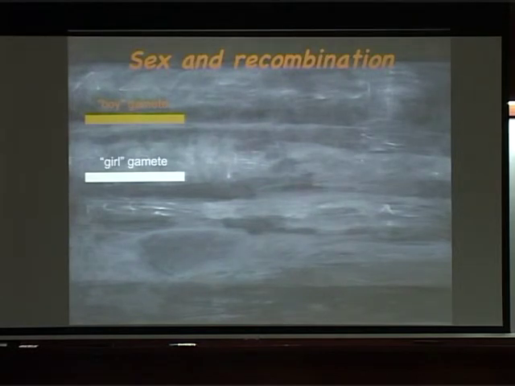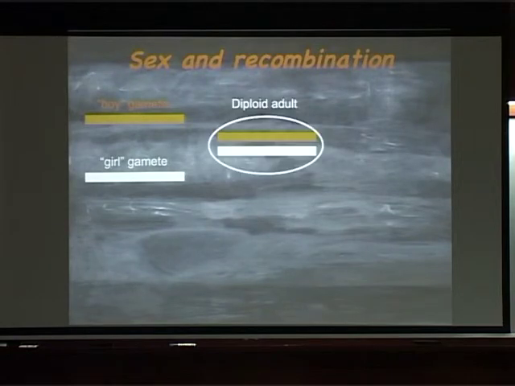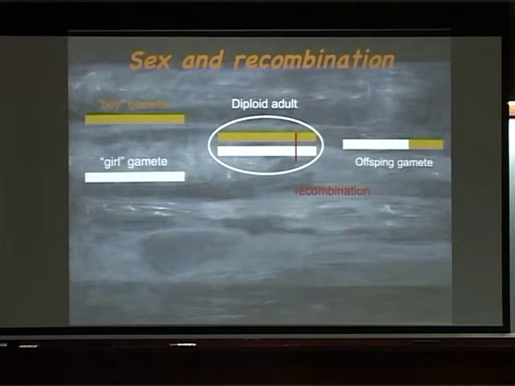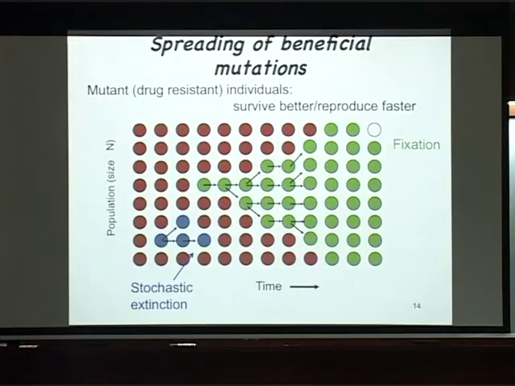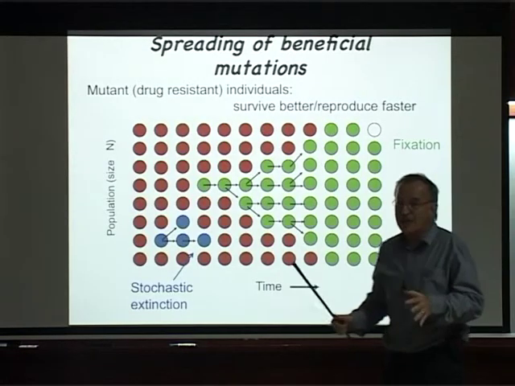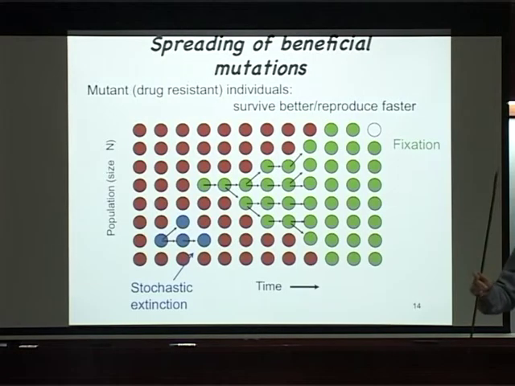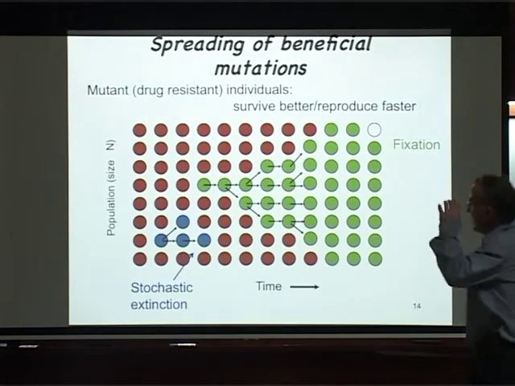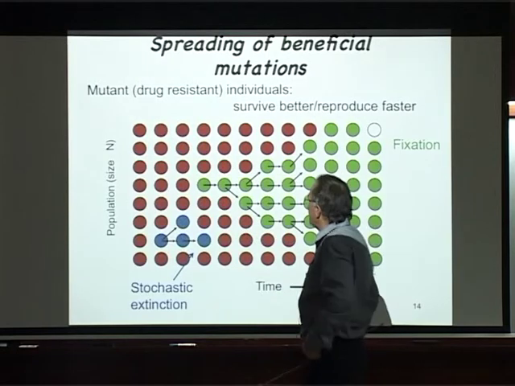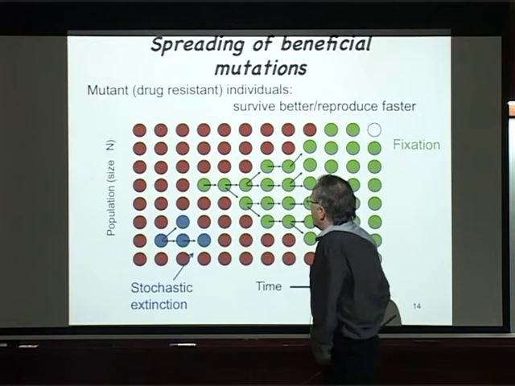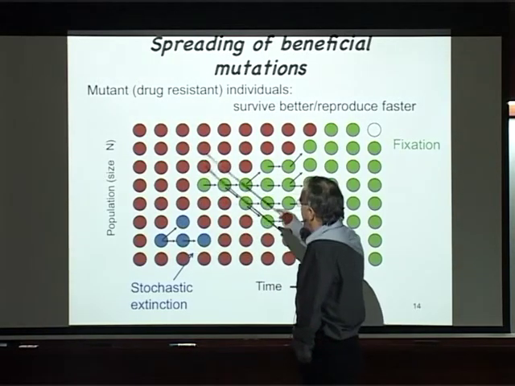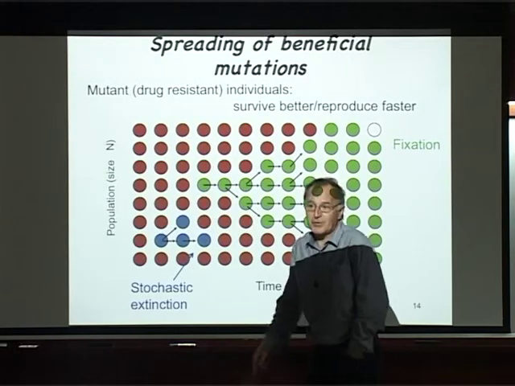I was going to tell you about sex and recombination, but that's something that you all know about. You know, boy gamete meets girl gamete. So I'm just going to skip that. Instead, let's get actually into population genetics proper. Let's start thinking about what happens to genetic variants in a population.